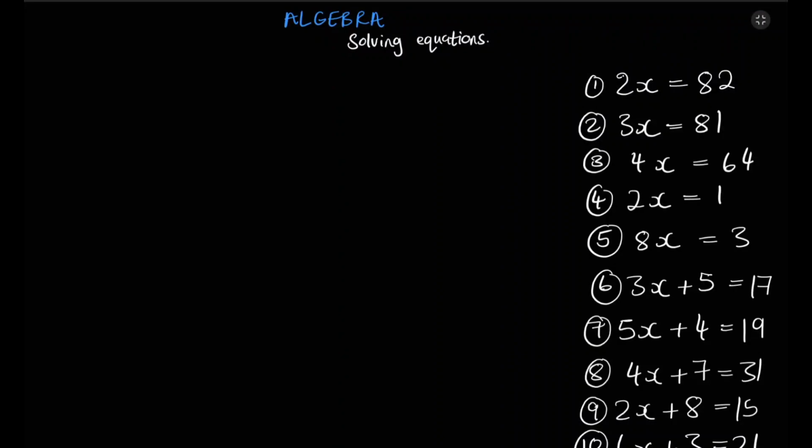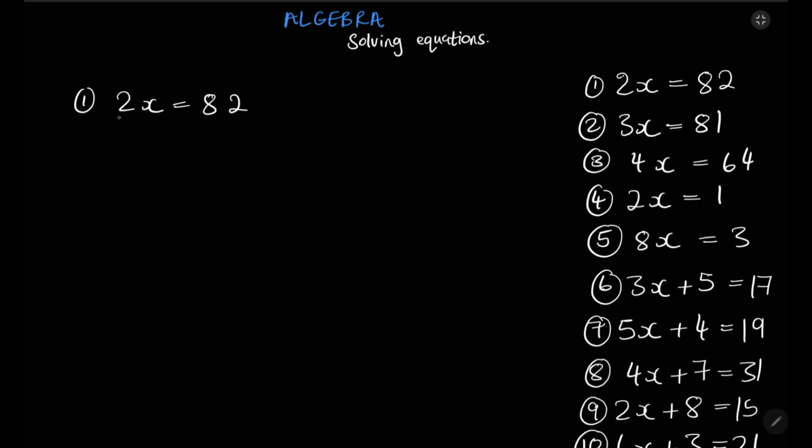In today's lesson, we'll solve more equations. So let's try number 1. We have 2x is equal to 82. How do we solve this? We want to only have x in our equation. We want to solve for x. To do so, we can divide by 2 to get rid of that 2.